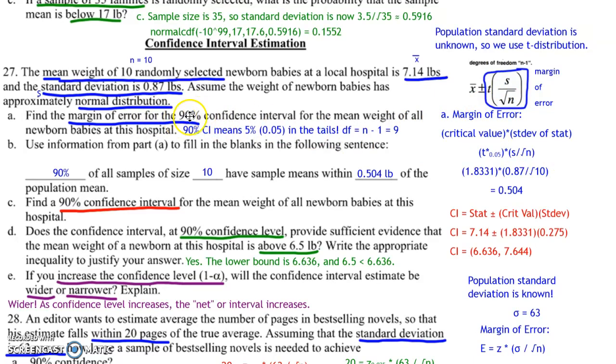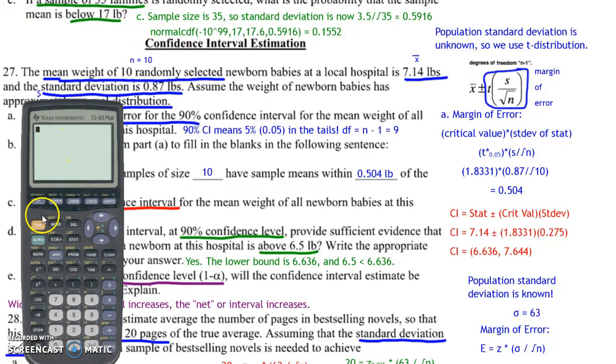The margin of error for the 90% confidence interval, we know that 90% confidence interval means in the tails it's 5% each. So there's 5% to the left, 5% to the right, because it has to equal 100% in the end. The degrees of freedom is n-1. In this case, n is 10 randomly selected newborns, so 9 is the degrees of freedom, and we plug it all into the calculator. This piece I'll show you how to do in the calculator right now.